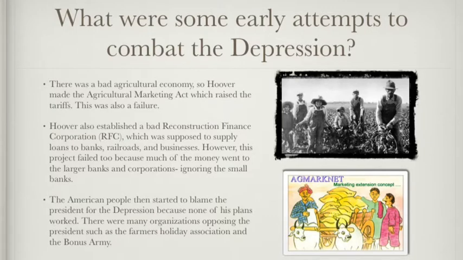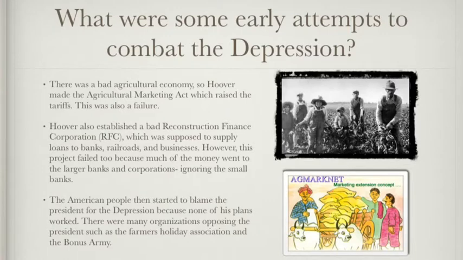Hoover also established the Reconstruction Finance Corporation, also known as the RFC, which was supposed to supply loans to banks, railroads, and businesses. However, this project failed too because much of the money went to the larger banks and corporations, meaning that the project ignored the smaller banks.